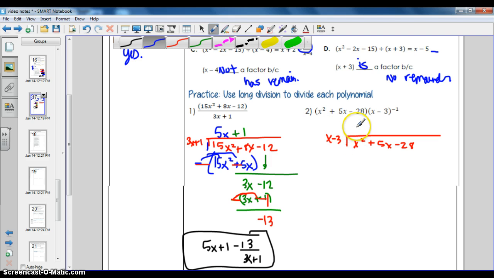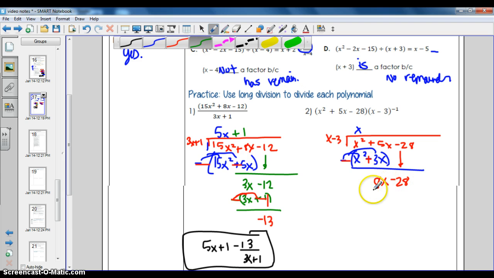So we are going to put an x here because x squared divided by x is x. So let's multiply now. What's up here times the divisor out there, x times negative 3 is negative 3x. Now parentheses, distribute that negative. So we wind up with a minus x squared and a plus 3x. So add, we get an 8x, bring down, and repeat.